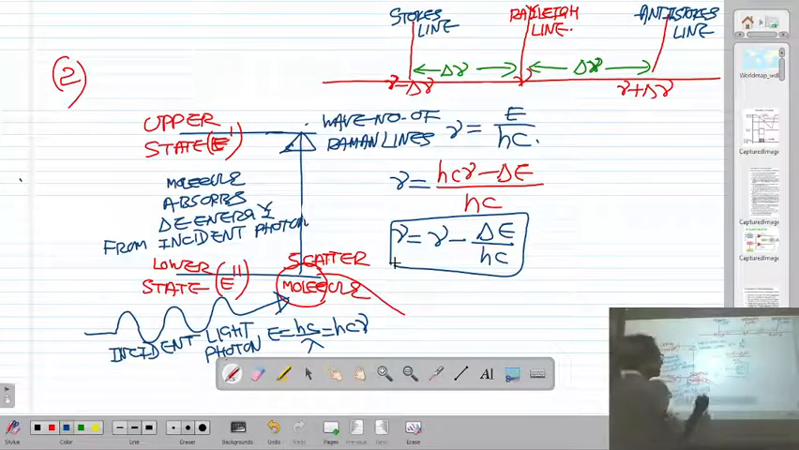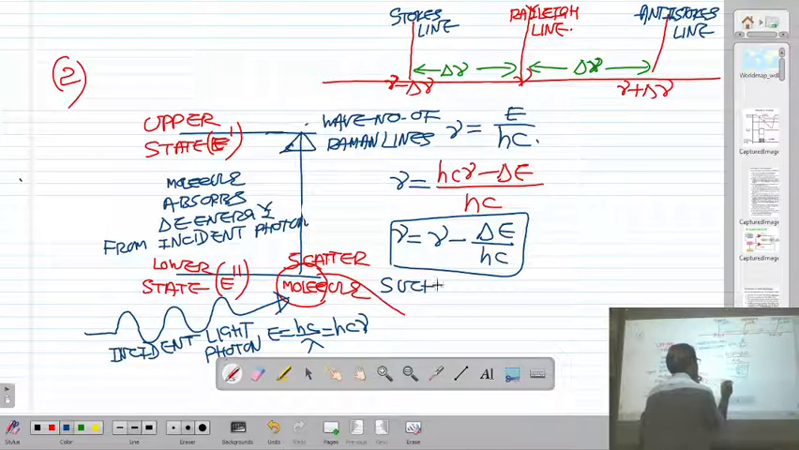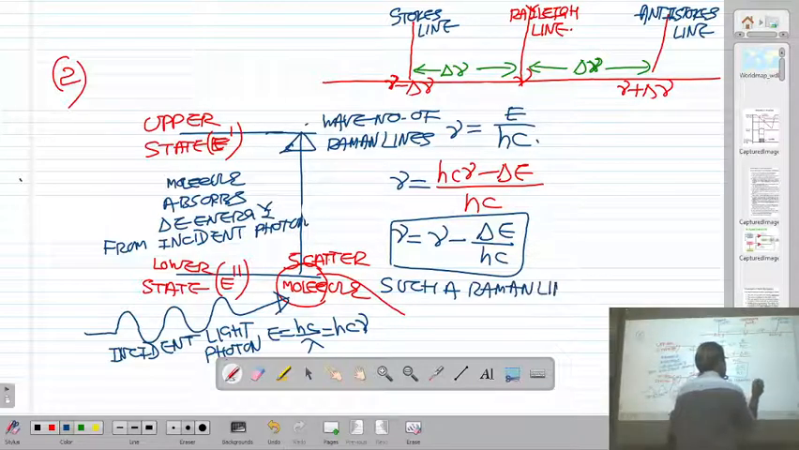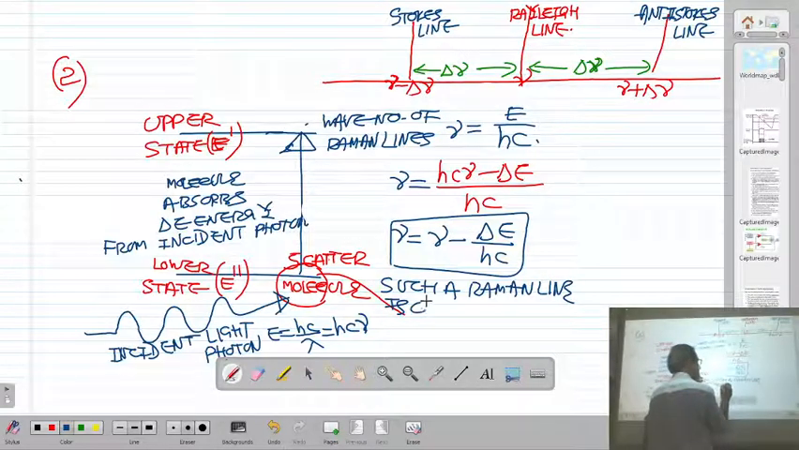Such a Raman line is called the Stokes line.